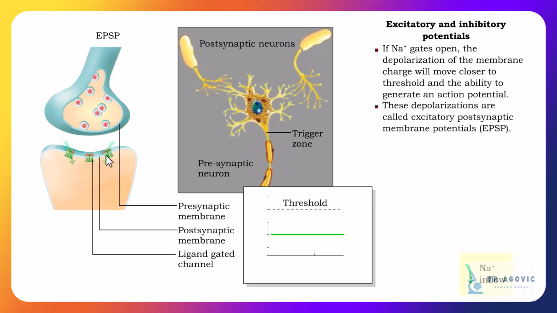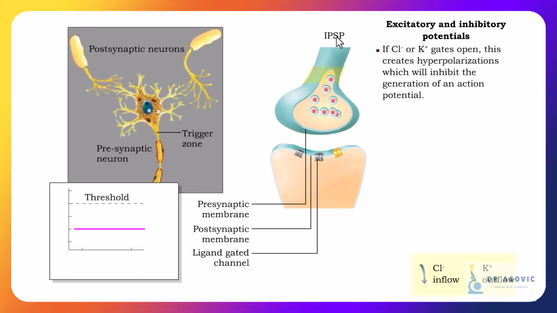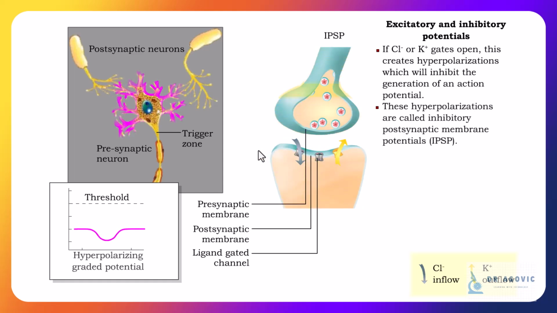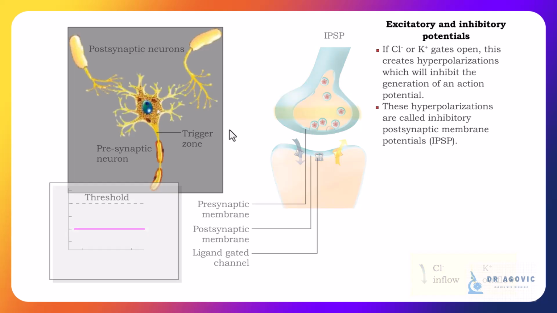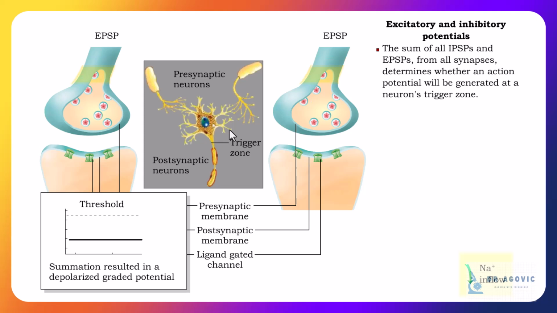Depolarizations resulting from the sodium gates opening stimulate the generation of action potentials. These depolarizations are known as excitatory postsynaptic potentials, or EPSPs. Hyperpolarizations resulting from chloride and potassium gates opening inhibit the generation of action potentials. These hyperpolarizations are known as inhibitory postsynaptic potentials, or IPSPs. The sum of all IPSPs and EPSPs from all synapses determines whether the action potential will be generated at the neuron's trigger zone.